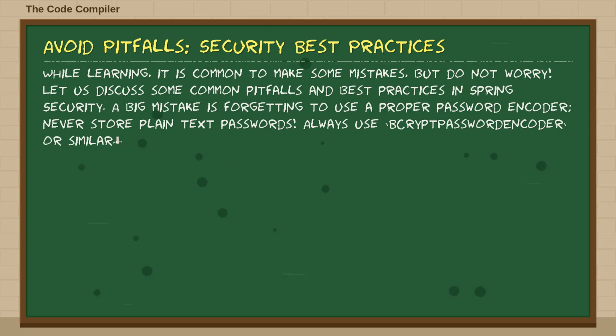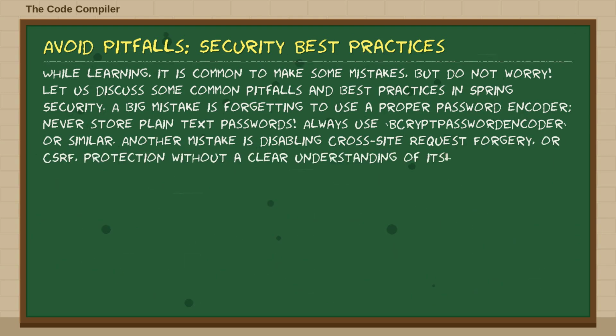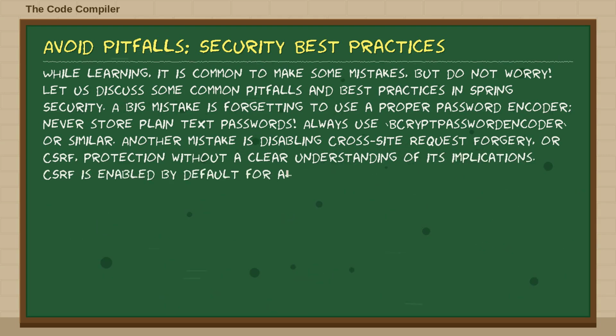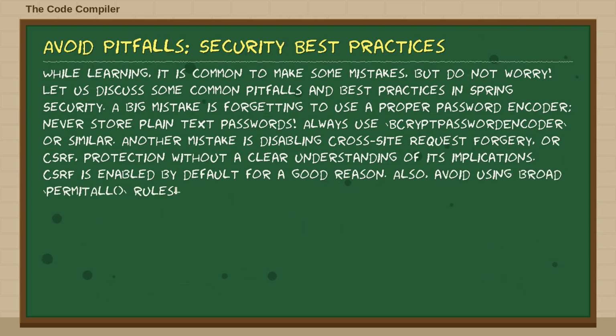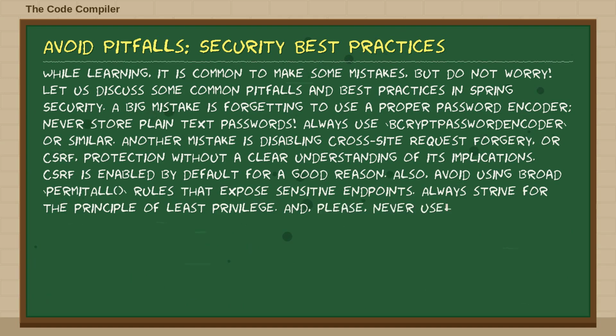Another mistake is disabling cross-site request forgery, or CSRF, protection without a clear understanding of its implications. CSRF is enabled by default for a good reason. Also, avoid using broad permitAll rules that expose sensitive endpoints. Always strive for the principle of least privilege.